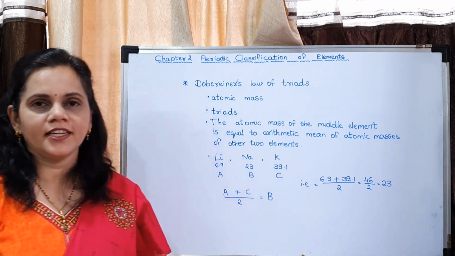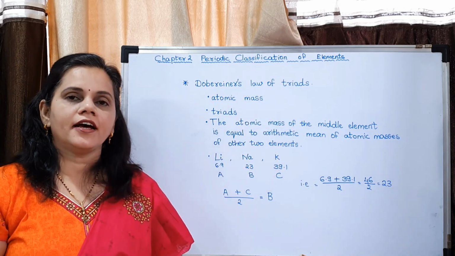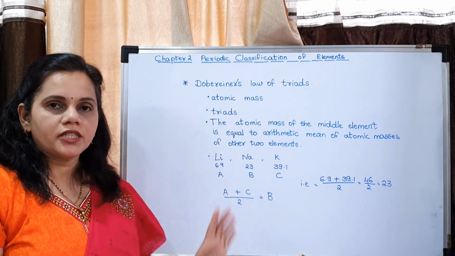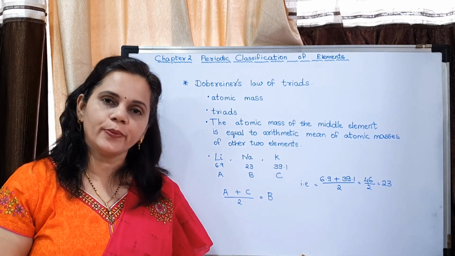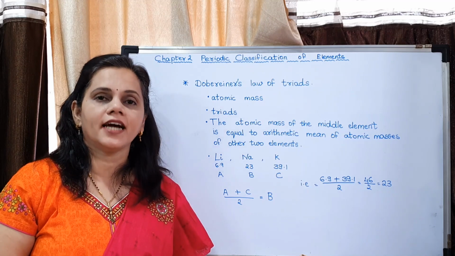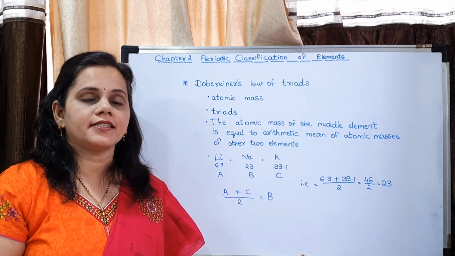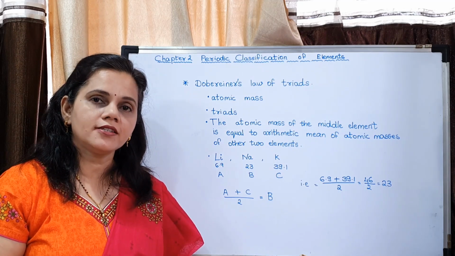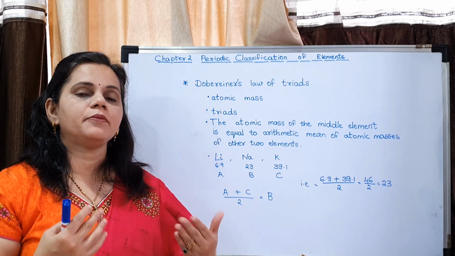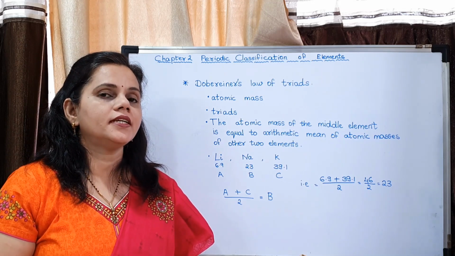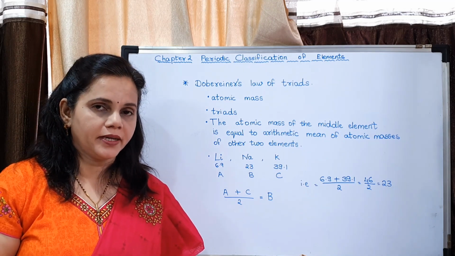So we will start with the topic Dobereiner's law of triads. Now these are the points which have to be covered under Dobereiner's law of triads. This is a 2-mark question which is frequently asked. Now what is atomic mass? Atomic mass is the total number of protons and neutrons inside the nucleus. As the elements were discovered, Dobereiner studied the atomic mass of all these elements.